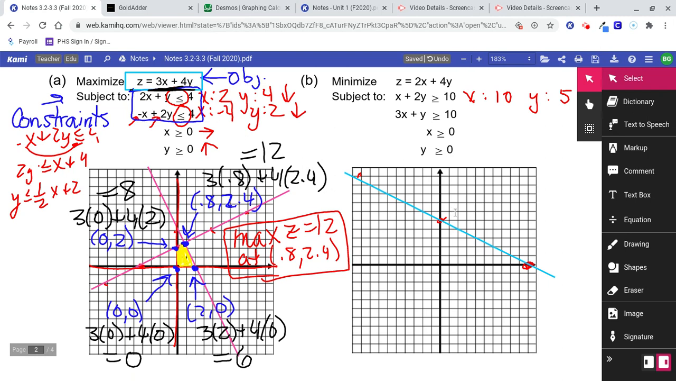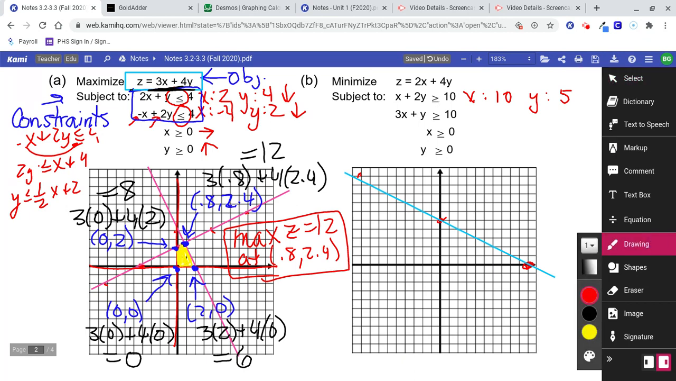Okay. All right, so we're going to shade up. We can see because of that greater than, we're going to shade up. Okay, so keep that in mind, and you can deal with that later, but we're definitely going to shade up.